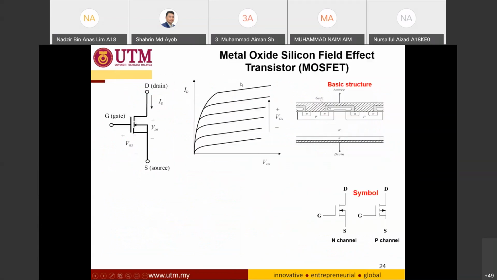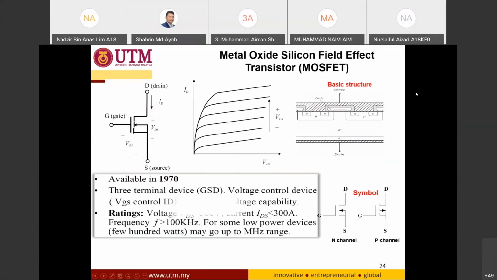The second one is the MOSFET, the metal oxide silicon field effect transistor. The important part that you need to know is the symbol and also the terminals. You have drain, source and gate. Drain and source are connected to the power circuit, while the gate terminal is connected to your control circuit.